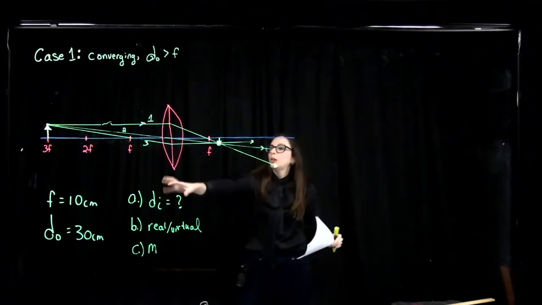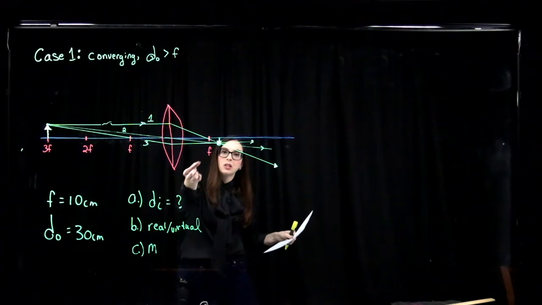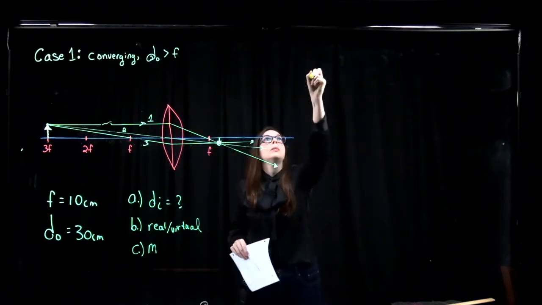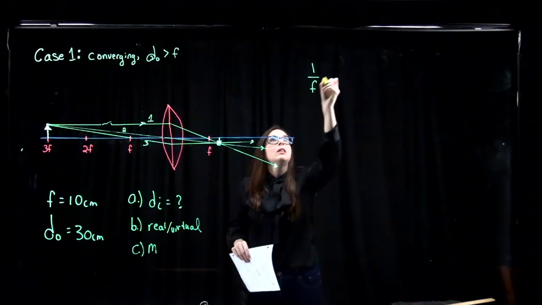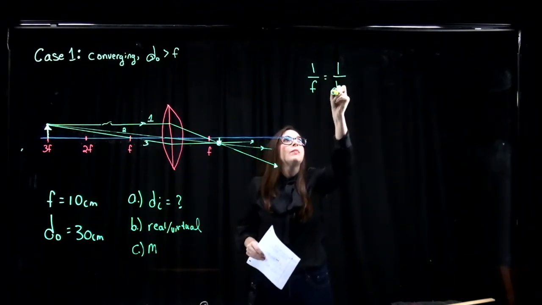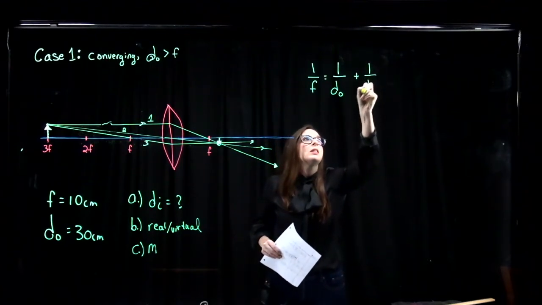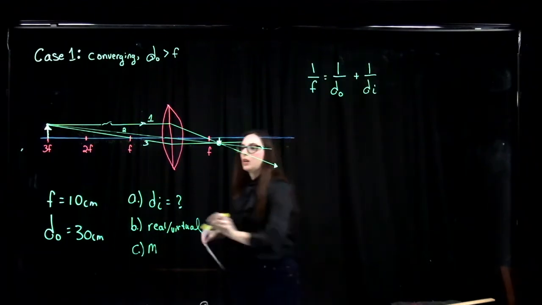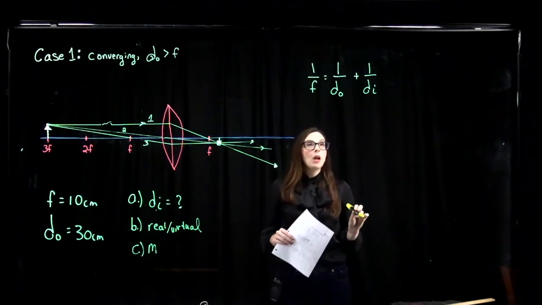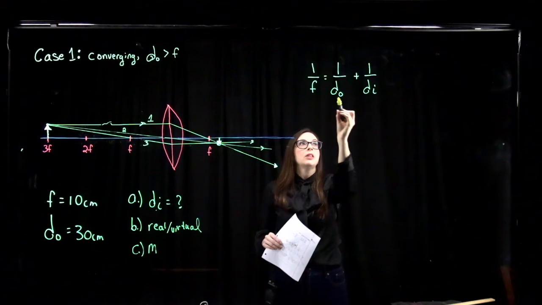In order to use the thin lens equation to figure out the distance that the image is from the lens, let's do that. Our thin lens equation: 1 over the focal length is equal to 1 over the distance to the object from the lens plus 1 over the distance to the image from the lens. So we're solving for d_i. I'm going to subtract 1 over d_o to the other side, okay?